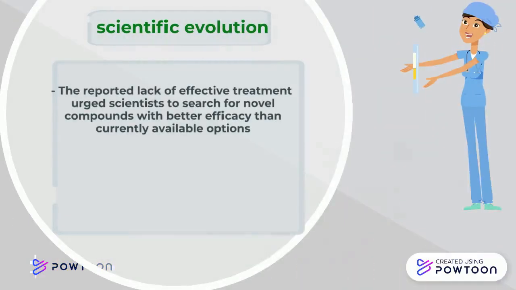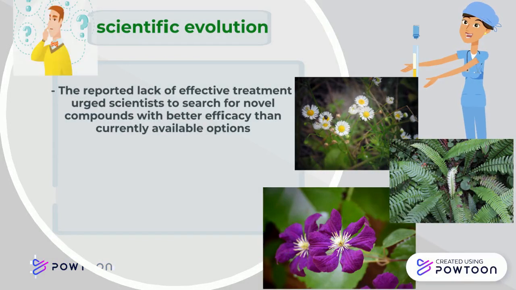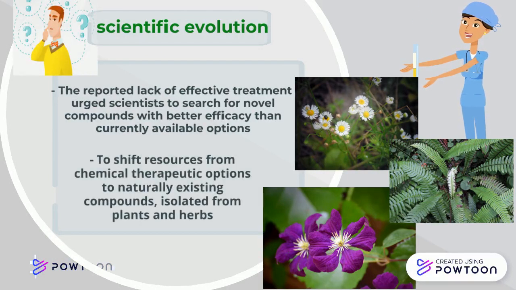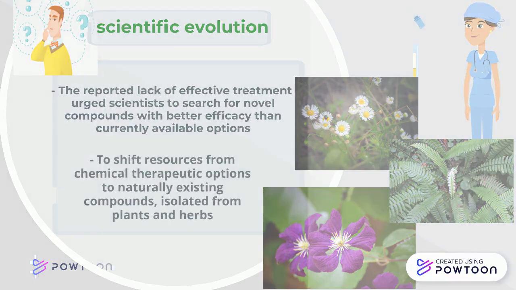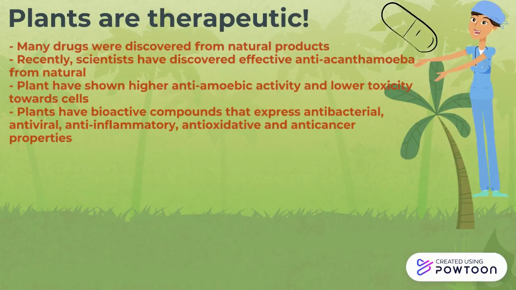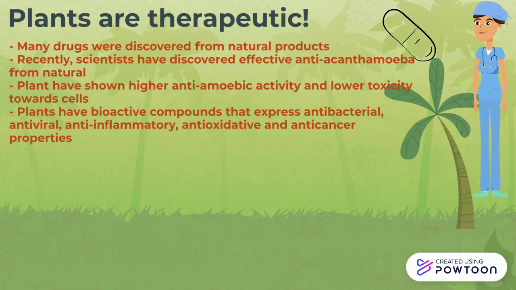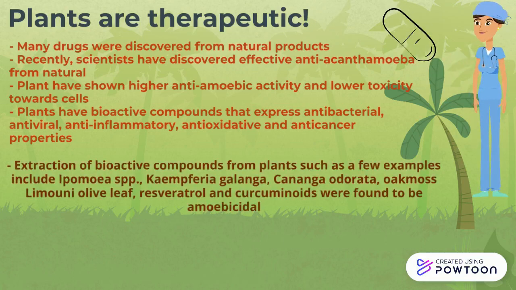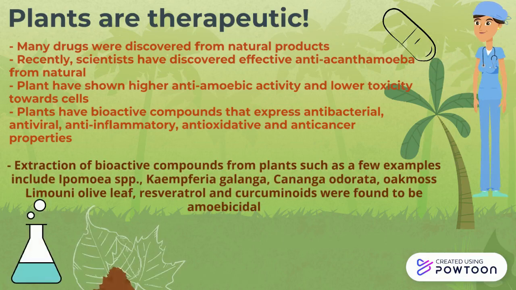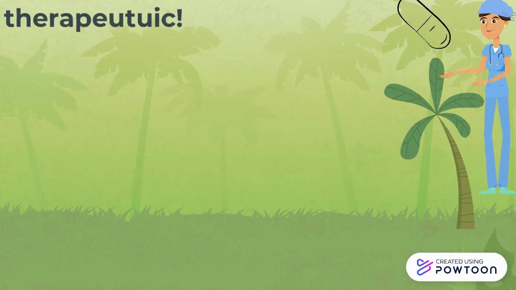The reported lack of effective treatment availability against acanthamoeba infections has urged scientists to look for other options. Traditionally and for many years, plants have been used to make therapeutic drugs, and that is because plants have agents and compounds that have shown strong antiviral, antibacterial, antifungal, antioxidant, and anti-cancer activities, as shown in the case.